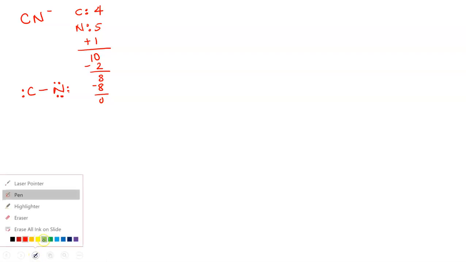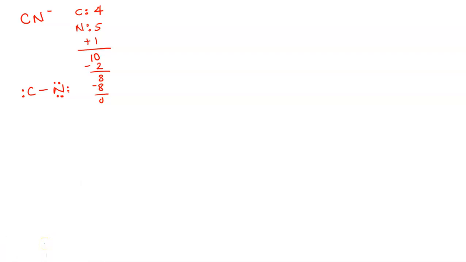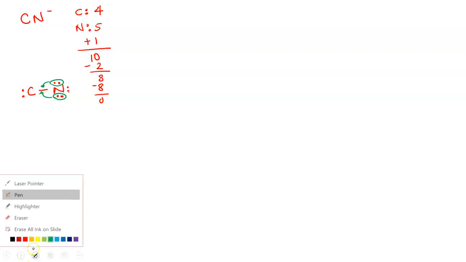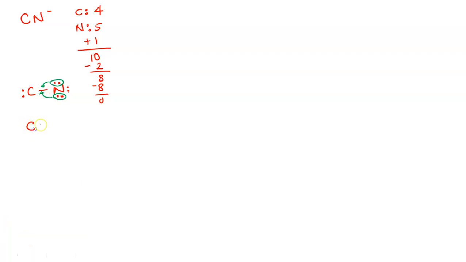Well, the only electrons that I have are the lone pairs around the nitrogen. And I need 4 more electrons to complete the octet for carbon. So let's take this lone pair, let's take that lone pair, bring it in the middle, and actually make bonds. Okay, so let's do this. 1, 2, 3. Nitrogen still has a lone pair, carbon still has a lone pair. Let's count. 2, 4, 6, 8.